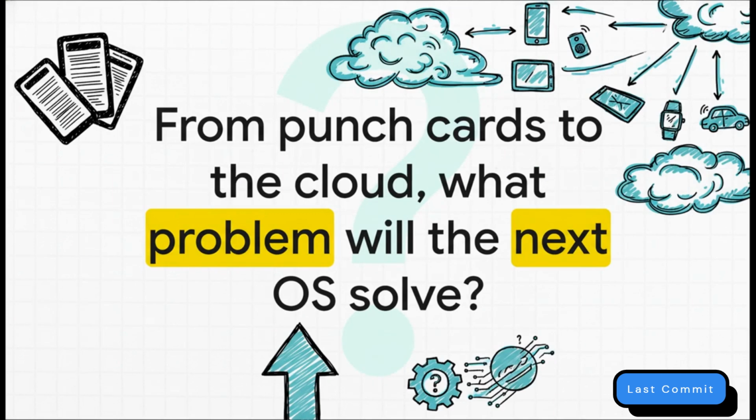So when you look at the whole journey, from a system that just crunched through a stack of cards to one that connects billions of us in the cloud, it's clear the OS has always evolved to solve whatever the next big challenge is. Which leaves us with a really interesting question, doesn't it? What problem will the next generation of operating systems be designed to solve?